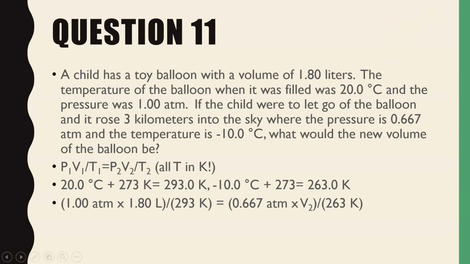I can see that my starting pressure was 1 atmosphere with a starting volume of 1.8 liters, and that all happened at 20 degrees Celsius, which we determined to be 293 Kelvin. That's going to equal my new pressure, which I was told was 0.667 atmospheres. I'm being asked to solve for that new volume, and my new temperature, my T2, was that negative 10 Celsius, which I determined to be 263 Kelvin. I'm going to solve for V2 and get my 2.42 liters.